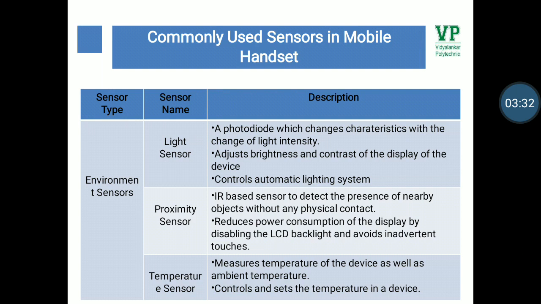Temperature sensor. There is a thermometer in every smartphone, but it is used to monitor the temperature inside the device and its battery. If a component is detected to be overheating, the system shuts itself down to prevent damage. Temperature sensor is used to measure the temperature inside the smartphone.